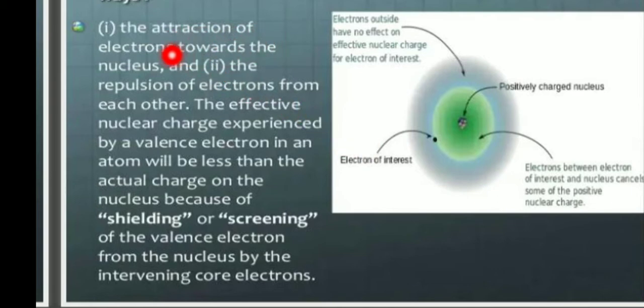The attraction of electrons towards the nucleus and the repulsion of electrons from each other. The effective nuclear charge experienced by a valence electron in an atom will be less than the actual charge on the nucleus because of the shielding or screening of the valence electron from the nucleus by the intervening core electrons.